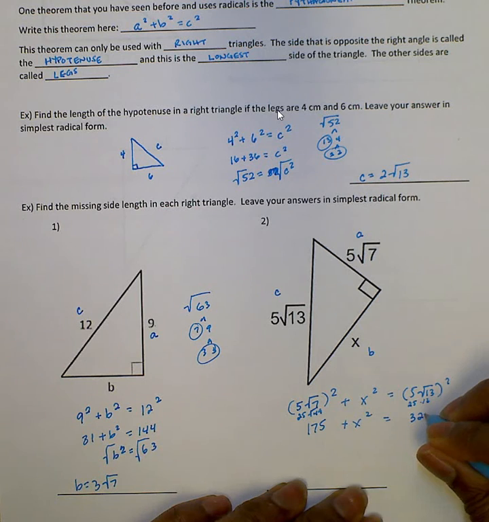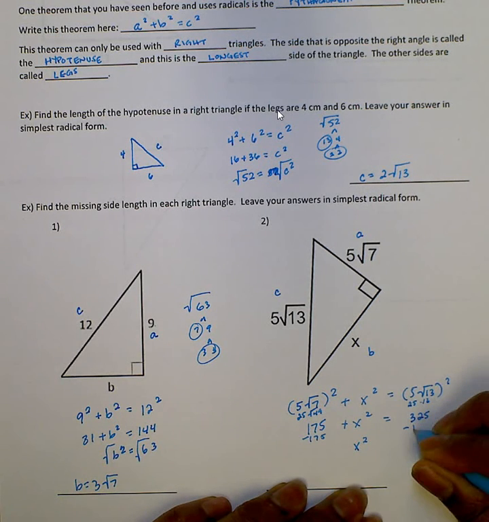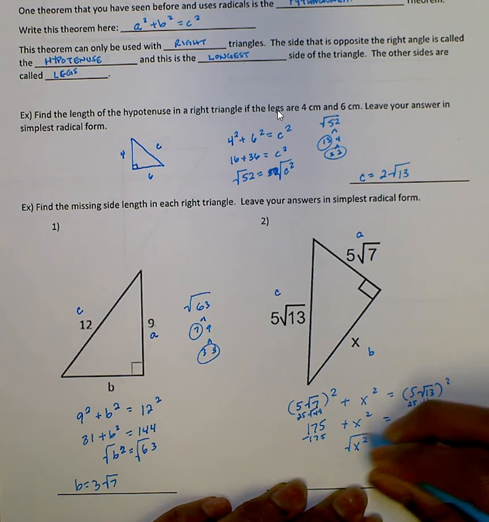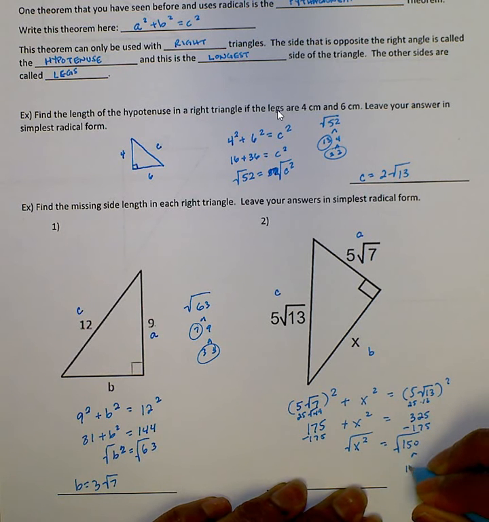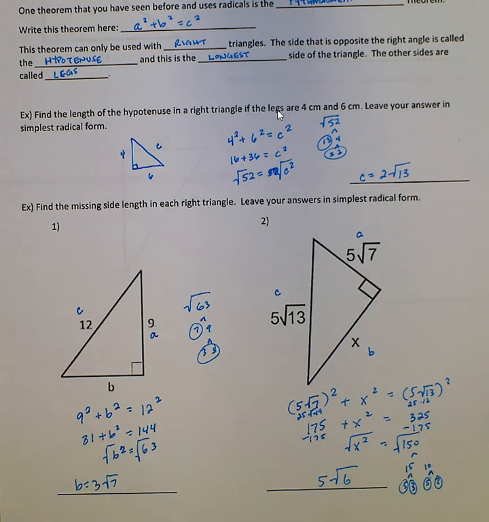And so now I will subtract 175 from both sides in order to get my number by itself. That gives me 150. And so now to find x, I need to take the square root of both sides. 15 and 10, 5 and 3, 5 and 2. So I have a pair of 5s. That will go on the outside, and then 2 and 3 with no pair, they stay on the inside. Multiply those together, gives us 6. So that missing side is 5 radical 6. Alright, more problems on the back.